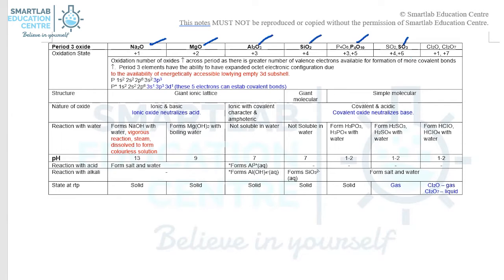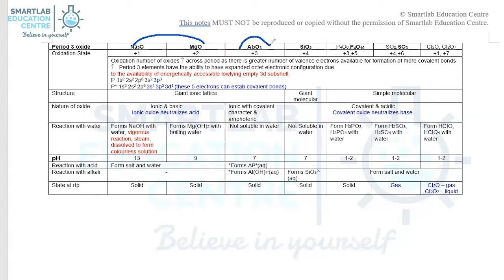All right. So let's take a look at the chemical bonding. For all the first 3 oxides, they are all giant ionic. Silicon dioxide is again giant molecular lattice structure, similar to silicon earlier. And the rest of the other oxides are in fact simple molecular. So in terms of the nature of the oxides, as we all learned at O-level, all metal oxides are supposed to be basic and ionic. In this case, sodium and magnesium fulfill that description.